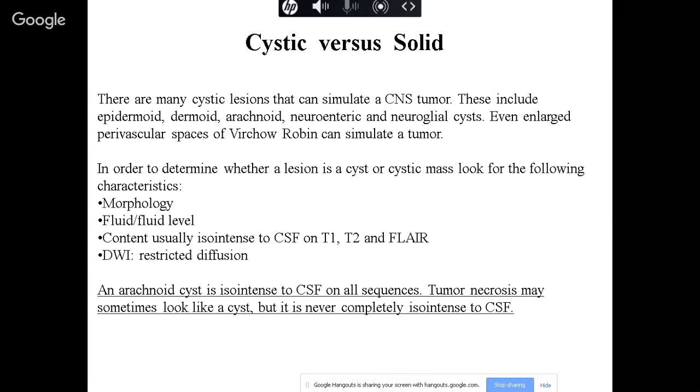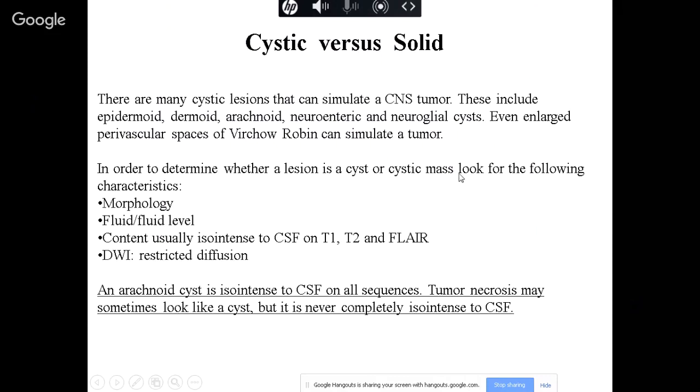If it's cystic, they all follow the CSF sequence: T1 hypodense, T2 hyperdense. Solid is not, am I right? Many cystic lesions can simulate CNS tumors, including epidermoid, dermoid, arachnoid cyst, neuroenteric cyst, and neuroglial cyst. Enlarged Virchow-Robin spaces can also look like a cystic lesion, am I right?